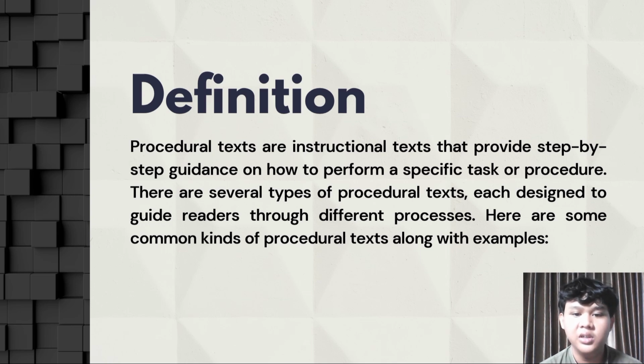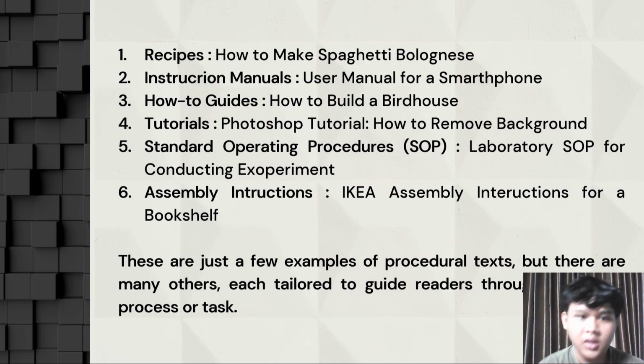There are several types of procedural text, each designed to guide readers through different processes. Here are some common kinds of procedural text along with examples. Number 1, recipe: how to make spaghetti bolognese. Number 2, instruction manual: user manual for a smartphone. Number 3, how-to guide, for example, how to build a birdhouse.